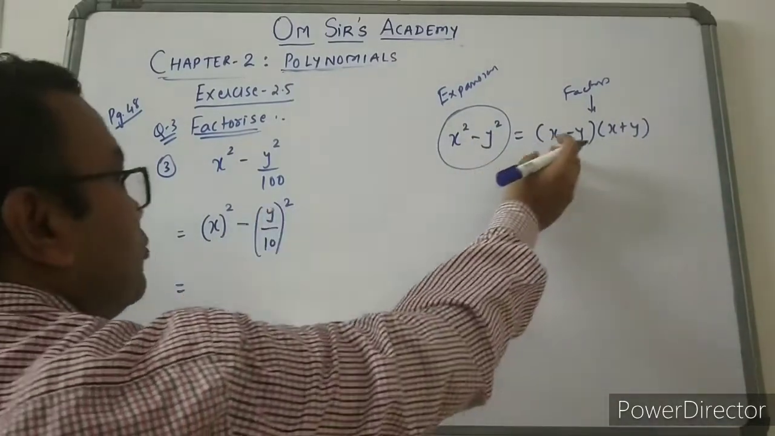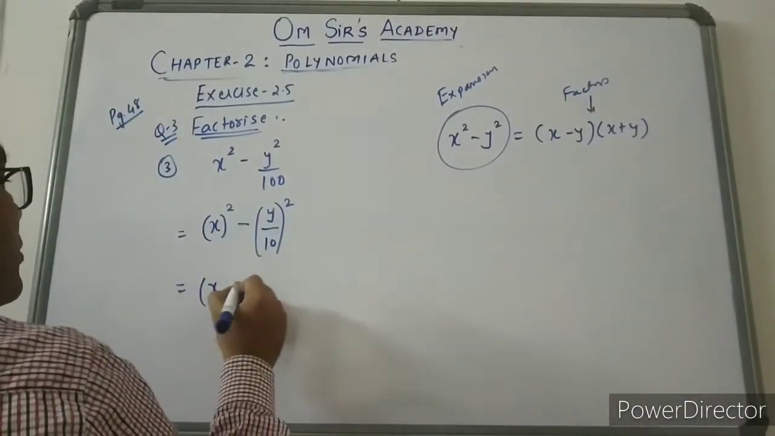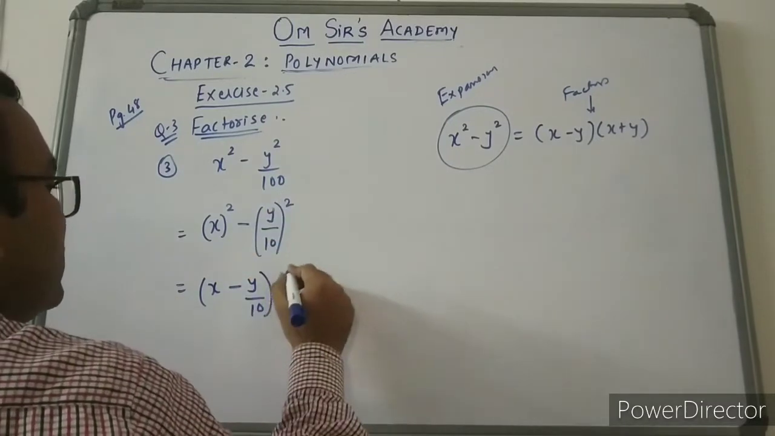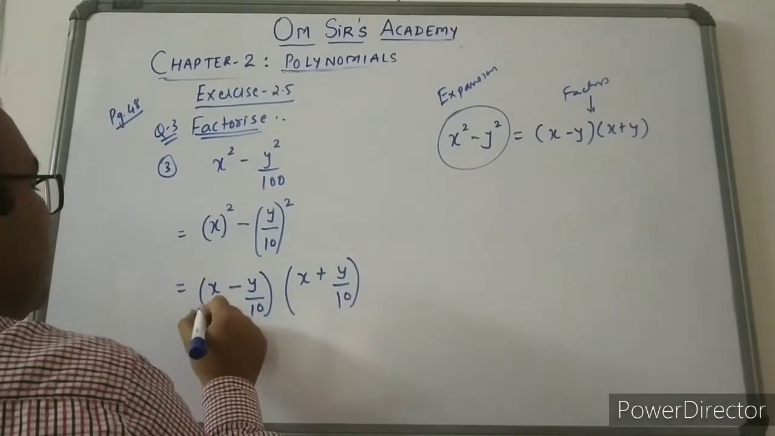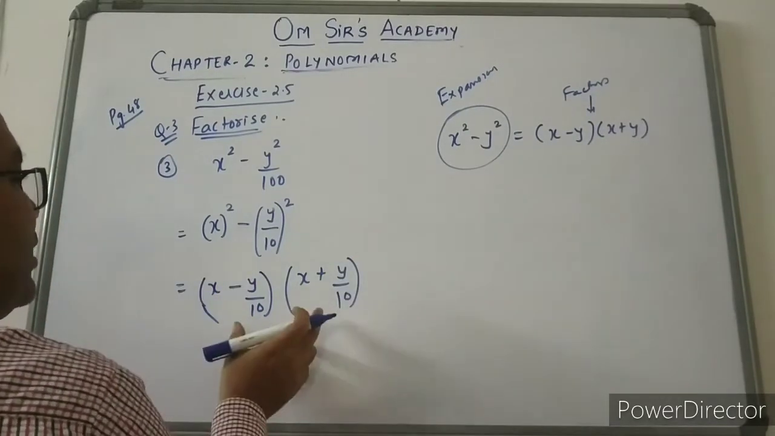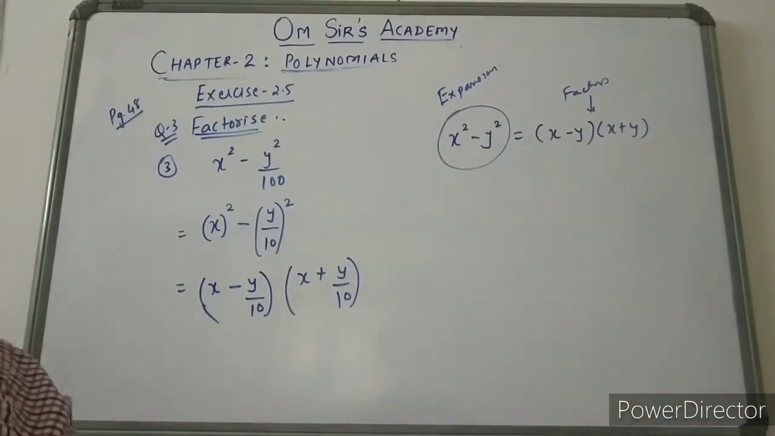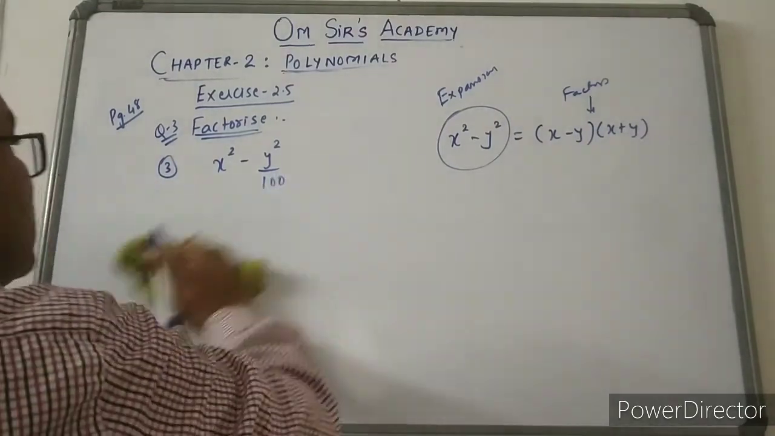So the solution will be what? x minus y and x plus y. Instead of x there is x only, minus, and instead of y there is y upon 10. So x minus y upon 10 and x plus y upon 10. This will be my solution. These are my factors of this. Is it clear, friends? Now we move to the next question, that is question number 4.